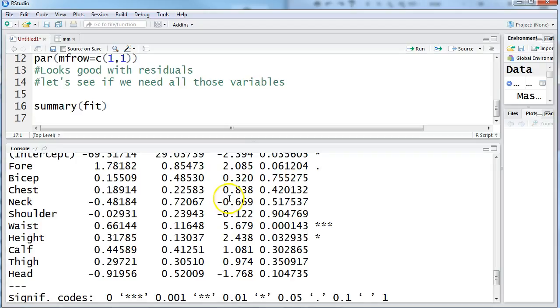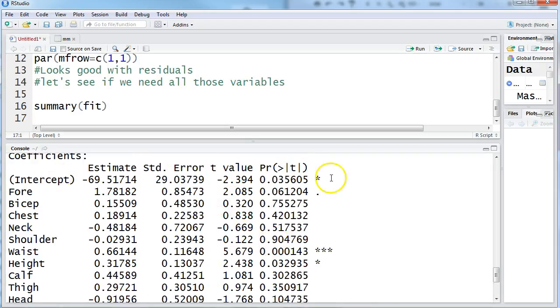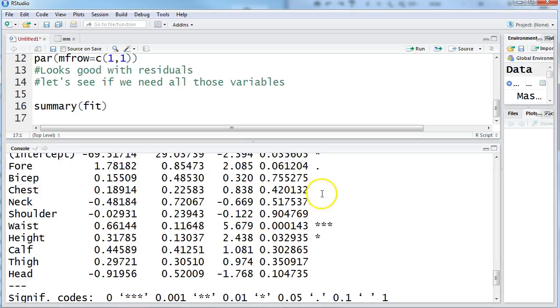We have here a ton of variables. We don't care about the intercept. It just needs to be there so that we have a good predictable model. And forearms may be significant. Waist is definitely significant. Height looks like it could be significant, and nothing else. So if you only use this output to make your decision, you would say waist and height are the only things we need. But because of multicollinearity, we're not just going to blindly say that.